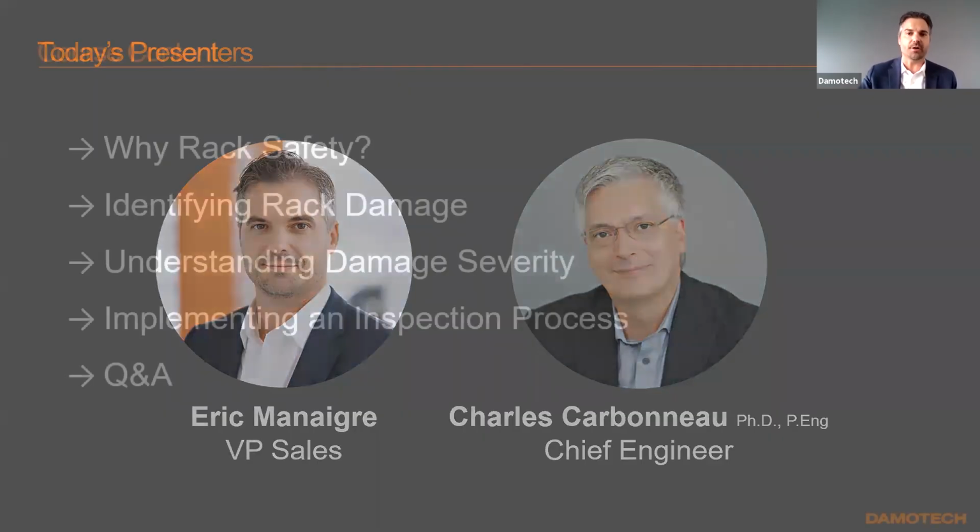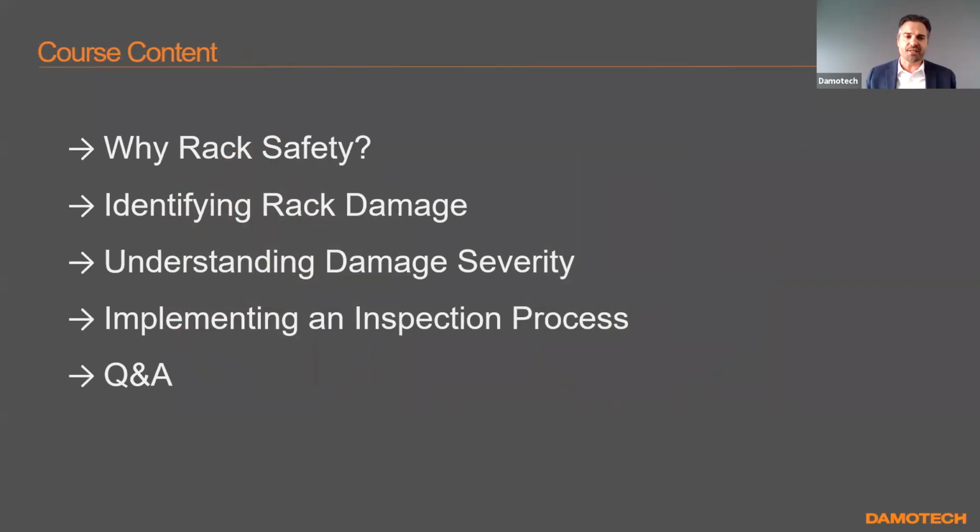Perfect. So let's go through the course content for today. We're going to start off by talking about the basic elements, and the importance of rack safety. We're going to go through how to identify rack damage. A question we get asked a lot is how to understand the severity of damage. So we're going to walk through some examples, some live pictures that we've taken over the course of the years that we can showcase, and help you identify that severity level. And last but not least, we're going to go through some quick tips and tricks on how to implement an inspection protocol. And of course, we're going to wrap things up with a Q&A.